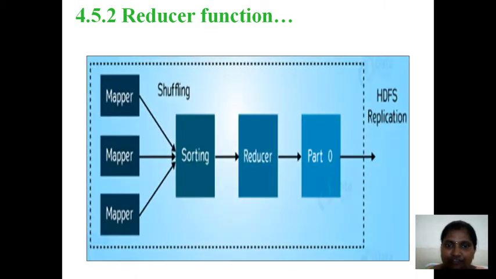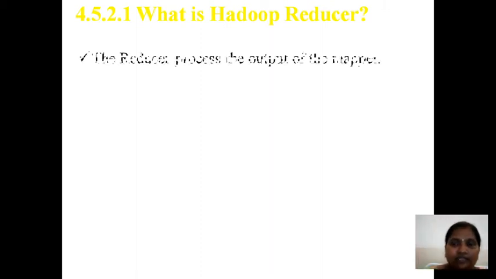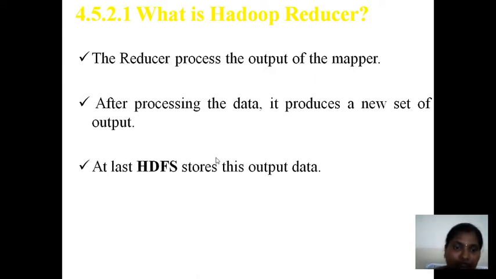Now, the reducer function. Given this diagram from the last video, what we are saying is that whenever we get output from the mapper, we have to do some shuffling and sorting before feeding the output to the reducer. After reducing and doing some processing, it will give the output as part 0. Then, what is Hadoop reducer? The reducer processes the output of the mapper, we know about this. After processing the data, it produces a new set of output.